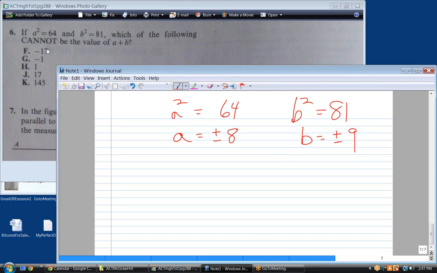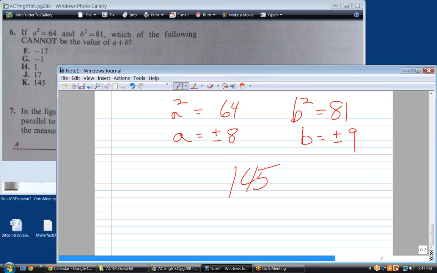So could it be minus 17? Yes. Can it be minus 1? Yes. Can it be plus 1? Yeah. Can it be 17? Yes. Can it be 145? No. Immediately.